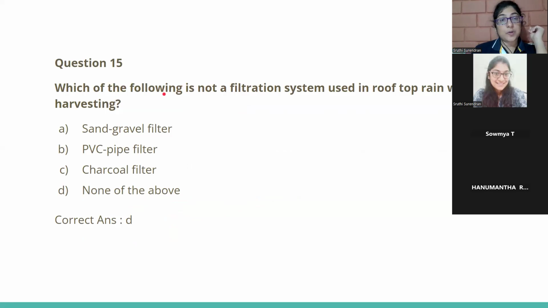That is, which of the following is not a filtration system is the question asked. So be careful of what is being asked in the question. All of these three are filtration systems. So the correct answer would be option D, none of the above. If they're talking about none of the above, it means none of the options given is a non-filtration system, is what is being talked about here.